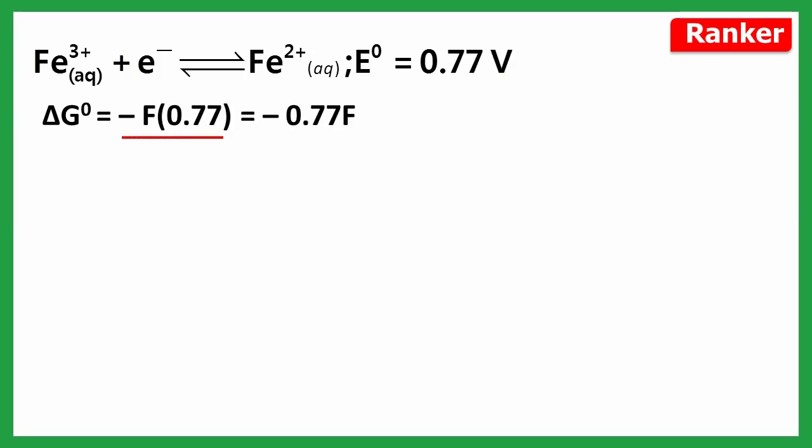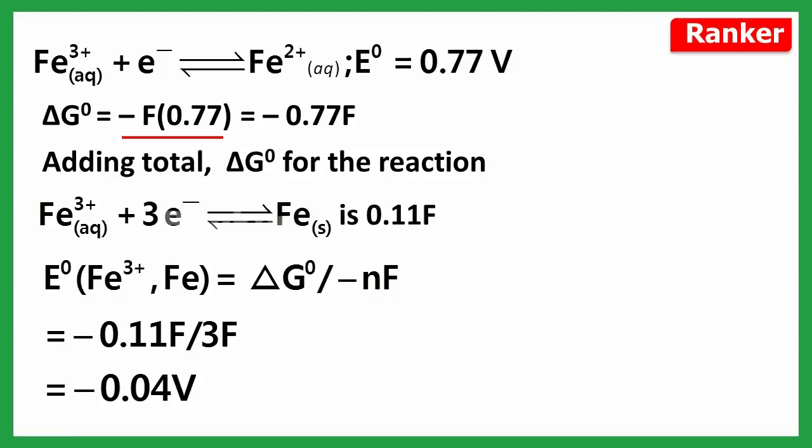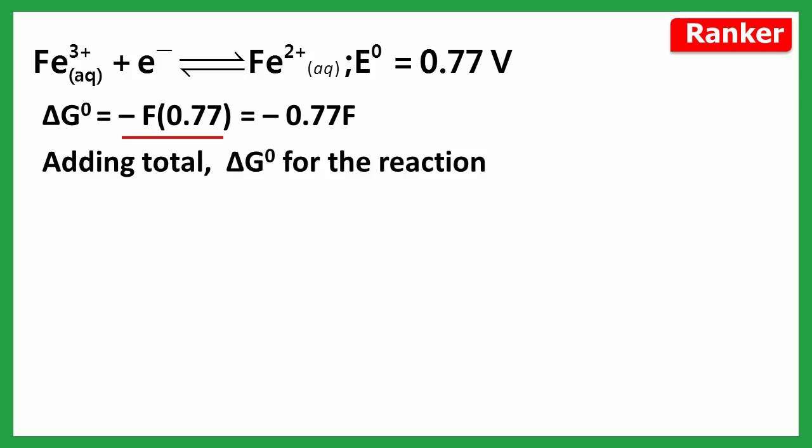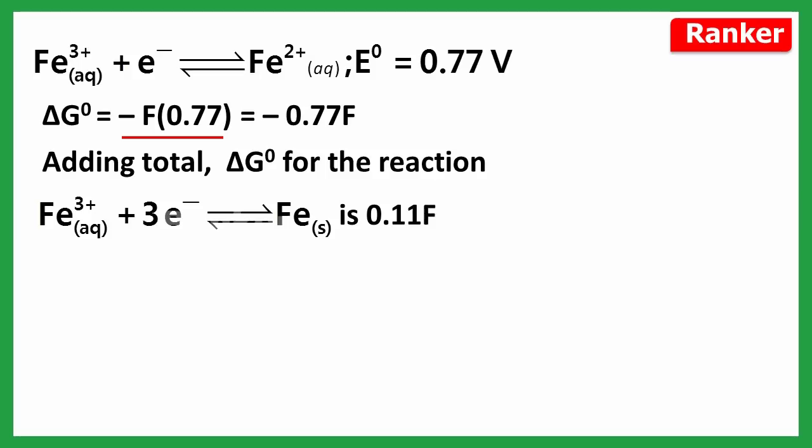Now what you need to do is add these two delta G0 values. If you add them, you get the value. See, the one value is positive, the other one is negative. So if you add these two values, you get minus 0.11 F. Look at this. Adding, total delta G0 for the reaction Fe3+ plus 3 electrons gives Fe is minus 0.11 F. So using this, we can find out E0.